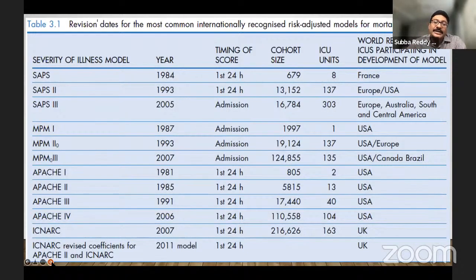If you look at the initial scores, the cohort size is very small, 600 to 800 patients. Later, the Apache 4 took nearly 110,000 patients from 104 intensive care units in the US. And in the UK, they follow both the ICNARC score and Apache scores.